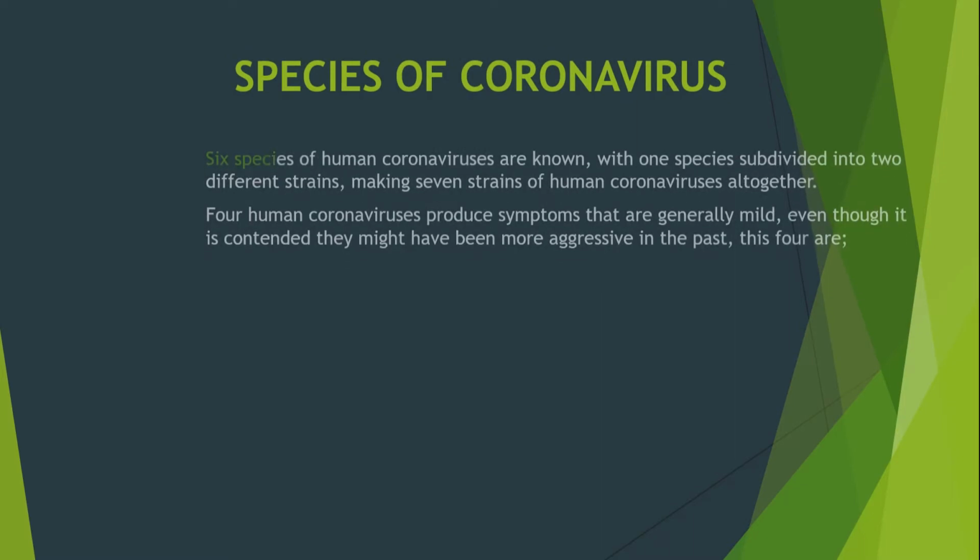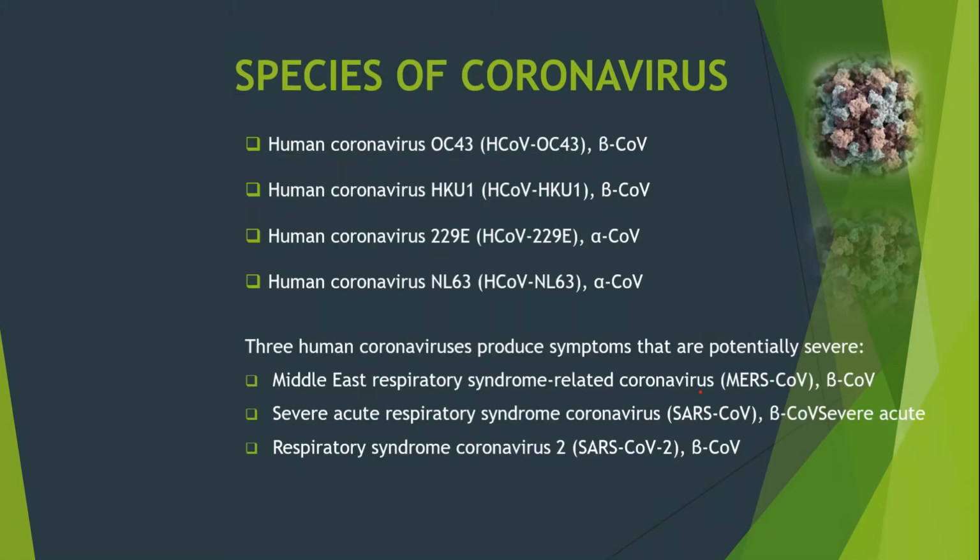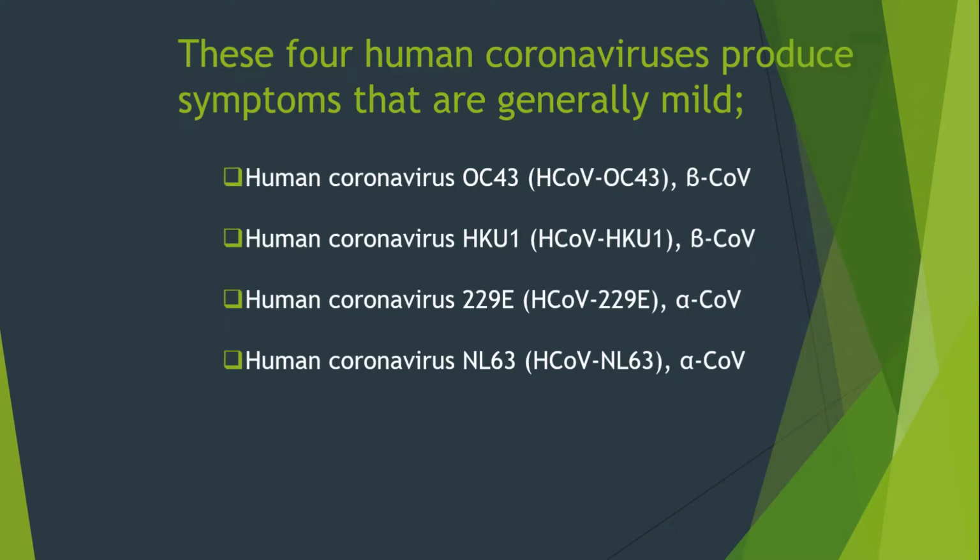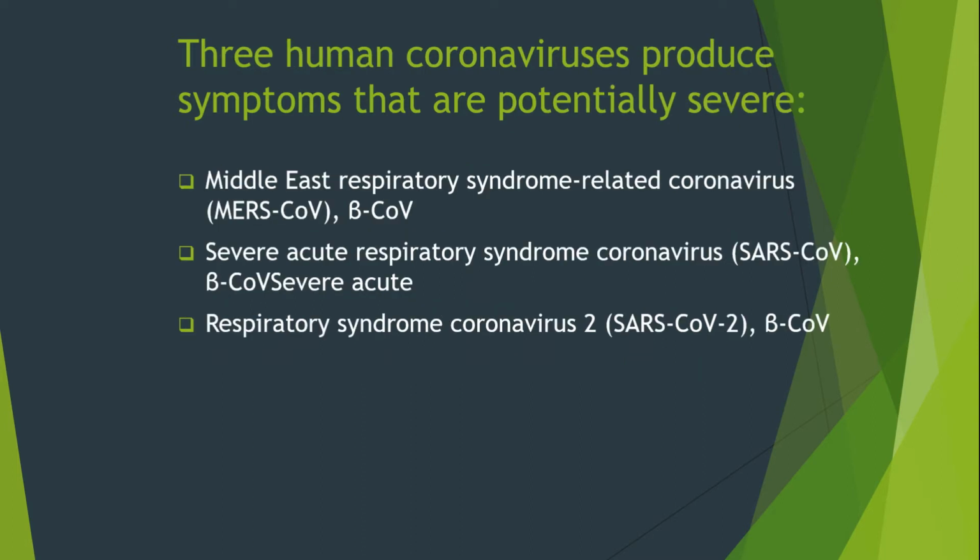Species of coronavirus. Six species of human coronaviruses are known, with one species subdivided into two different strains, making seven strains of human coronaviruses altogether. Four human coronaviruses produce symptoms that are generally mild, even though it is contended they might have been more aggressive in the past. Three human coronaviruses produce symptoms that are potentially severe.